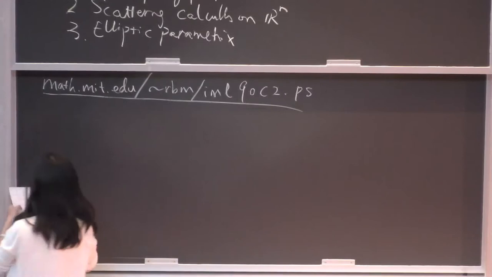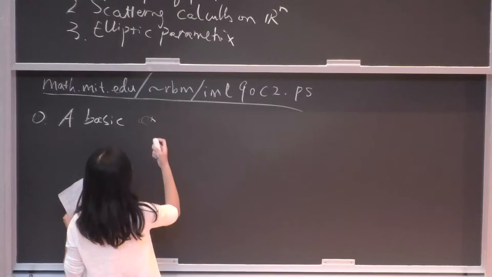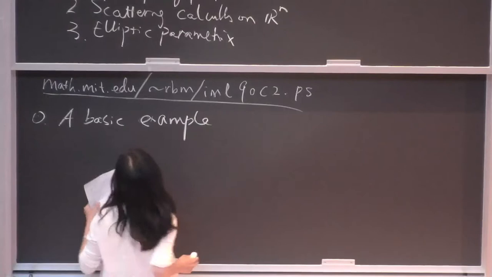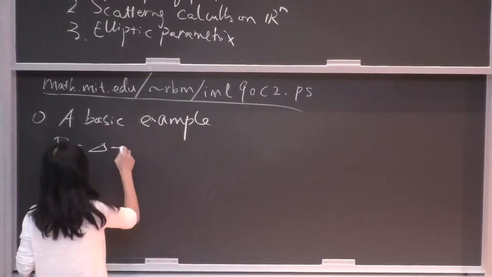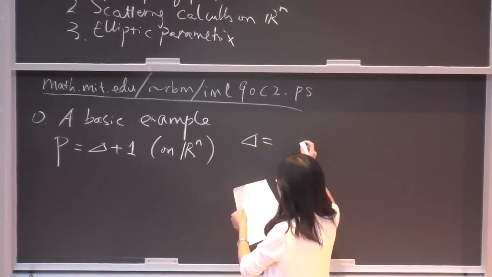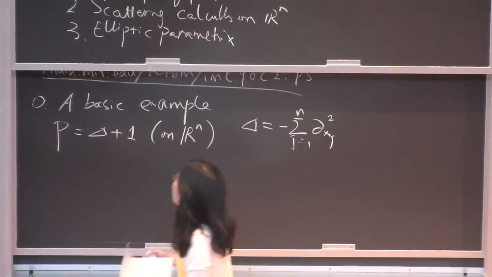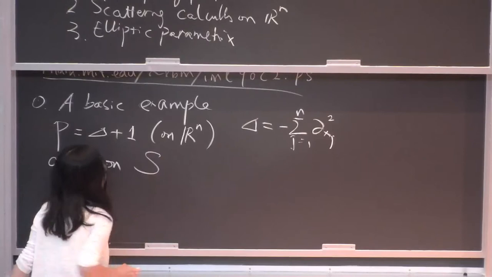I'll start with part zero, which is a very basic example to show you where pseudo-differential operators appear. This is not a very good chalk. Okay, great. So I'm going to start with the operator P, which is Laplacian plus 1, and it's just a Laplacian on Rn, which means that if I take x1 up to xn as my coordinates, then this Laplacian is just written as minus the sum of dx_j squared, j from 1 to n. Okay, so that's my operator. And it's going to be, first of all, acting on Schwartz functions, which I'm going to denote by curly S. So that's Schwartz functions.